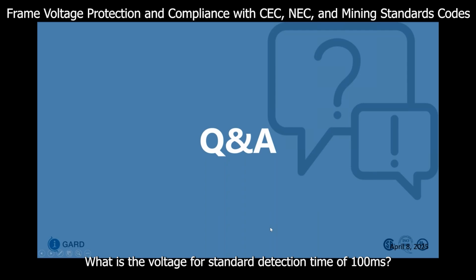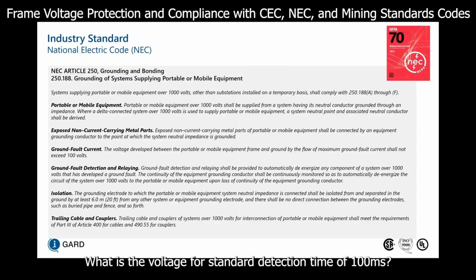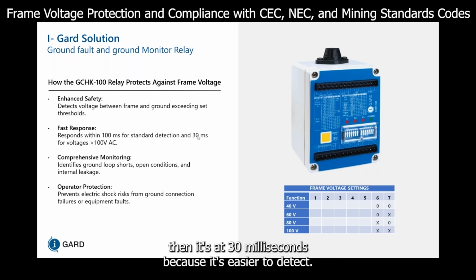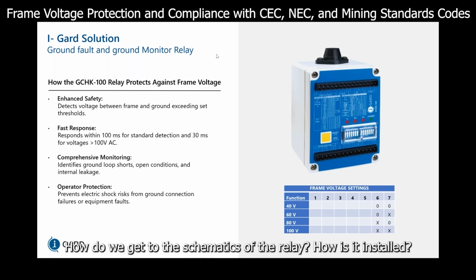What is the voltage for standard detection of 100 milliseconds? If the voltage is less than 100 volts AC, then it responds within 100 milliseconds. But if it's greater than 100 volts AC, then it's at 30 milliseconds because it's easier to detect.